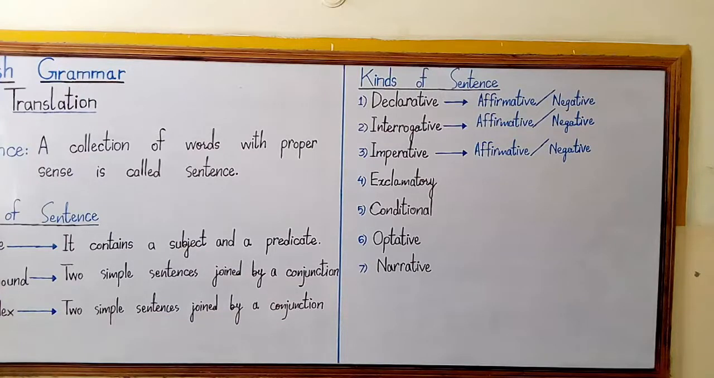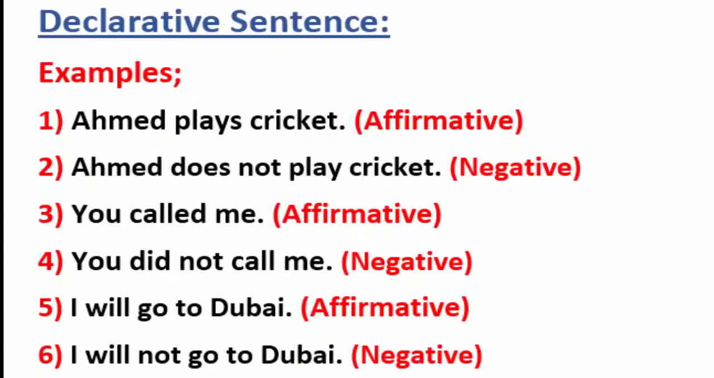For example, number 1, Ahmad plays cricket. This is an affirmative declarative sentence. Example number 2, Ahmad does not play cricket. This is an example of negative declarative sentence. Example number 3, you called me, an affirmative sentence. Example number 4, you did not call me. This is an example of a negative declarative sentence.